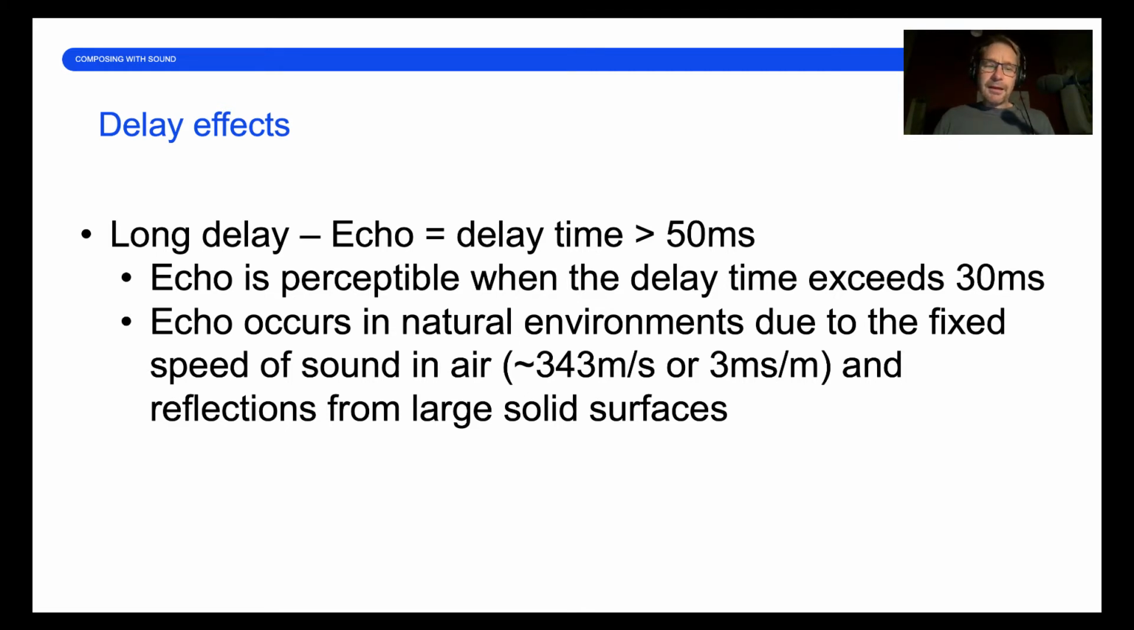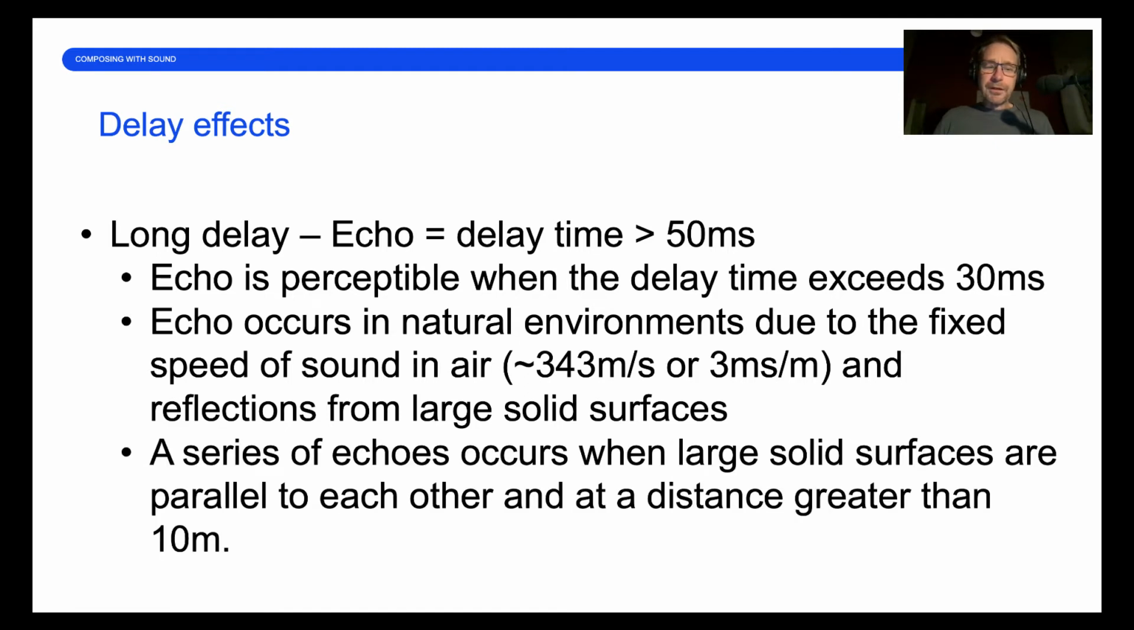And we get echoes when we have reflections from large solid surfaces. A series of echoes occurs when large solid surfaces are parallel to each other and at a distance greater than 10 meters. So 10 meters times 3 milliseconds per meter gives us that threshold delay time of about 30 milliseconds. So when the delays are longer than that, we get a clear set of delays.